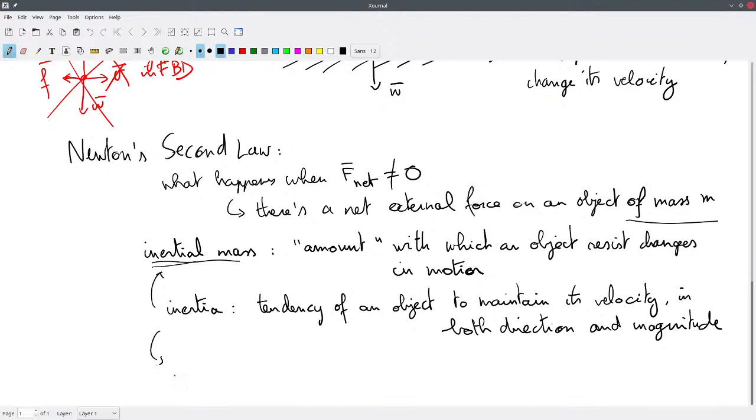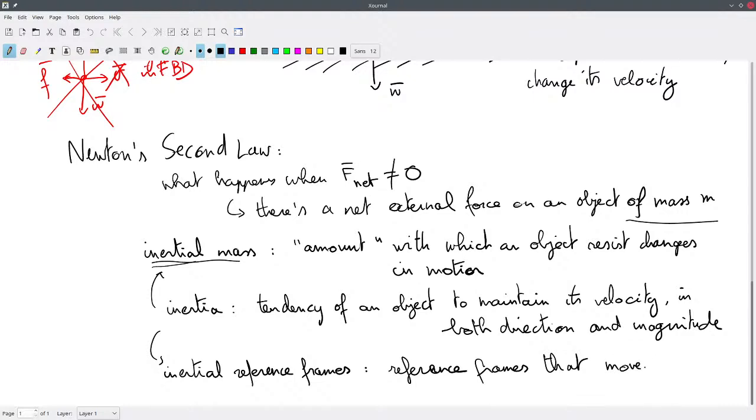The other thing we're going to talk about is inertial reference frames. I already talked about that a little bit. Those are those reference frames that we talked about. Those are the only reference frames that we're going to talk about in this course that are related by a constant velocity. So those are reference frames that move at a constant velocity.